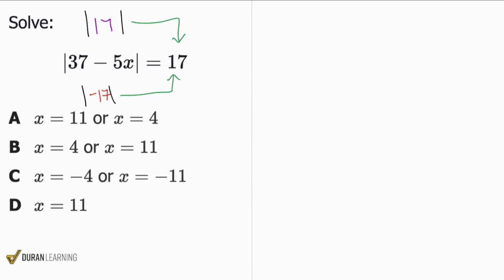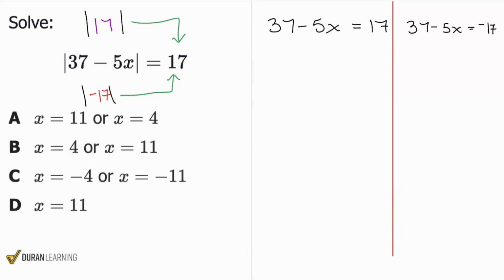We just want to figure out what makes 37 minus 5x positive 17, and we also want to know what makes it negative 17. That's really what we need. If we can figure that out, we'll be in a good position. So allow me to bring that back in frame and draw a little vertical line here. We can work on each side, and let's get to work.